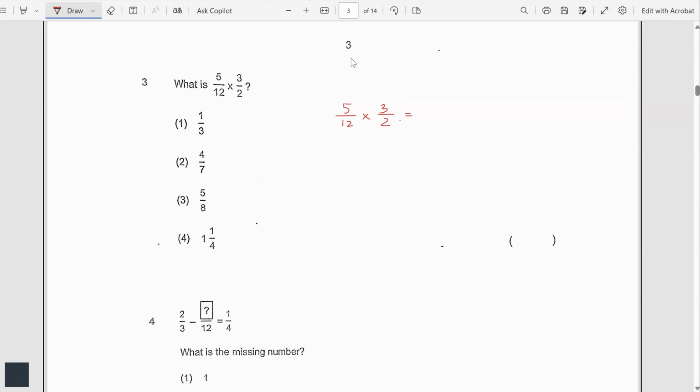So example here is 12 and 3. Both can be divided by 3. Okay, so I have this. Then what I want to do now is to multiply numerator by numerator, denominator by denominator. So answer is 5/8.